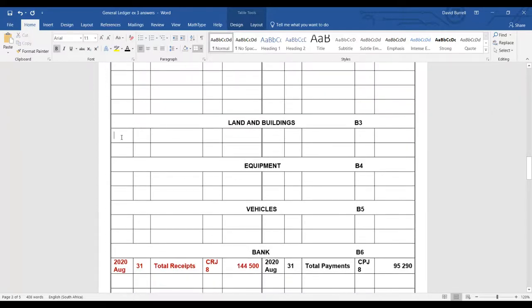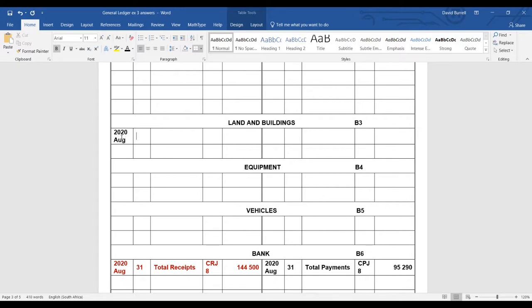So land and buildings, 2020 August. Now that transaction, the second one down in your cash payments journal, was on the 2nd. So it's going to be bank. That's going to be our details. And then we're going to say it's CPJ8. That's where it came from. And the land and buildings we bought was 55,000. You know, the property prices these days, that's a very, very small property.